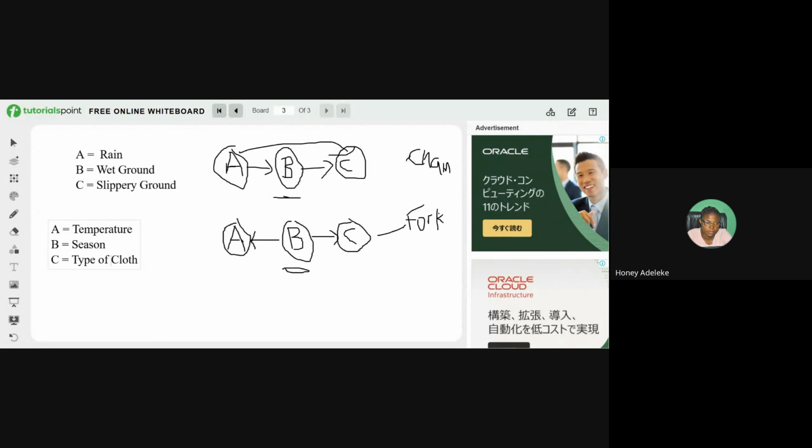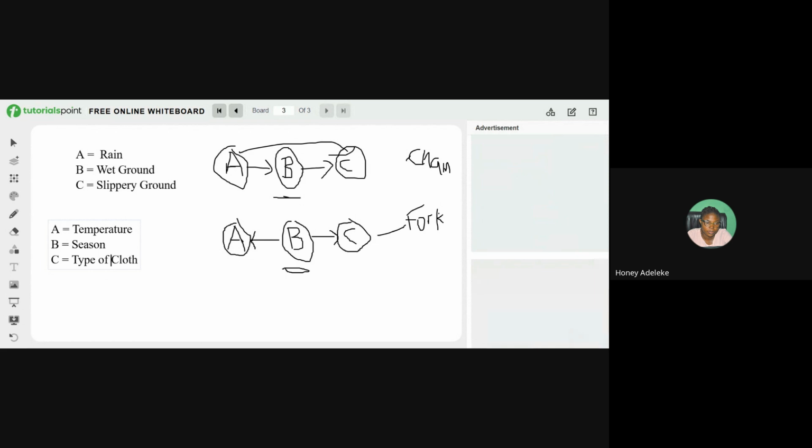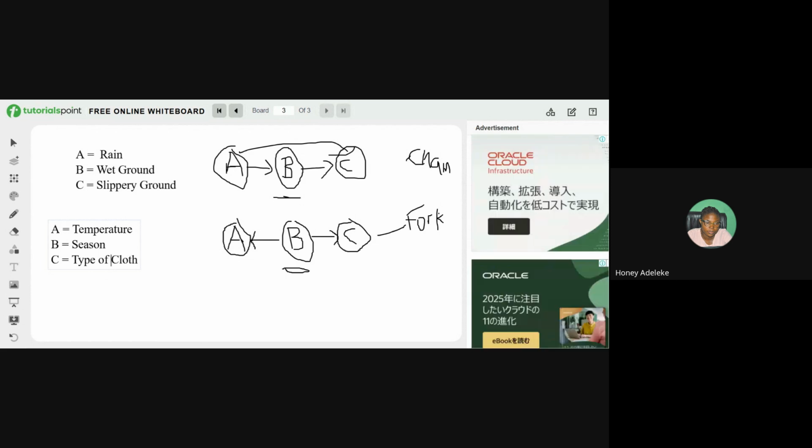We might not really need to investigate the type of clothes. You already have your temperature and you already have your season. Then the temperature might not give you extra information about your clothes once you have known the season. I don't know if you are getting it. So once you know the type of season, your temperature might not give you extra information about the clothes because you already have your season.